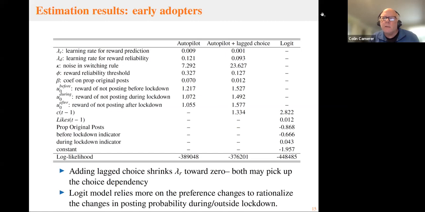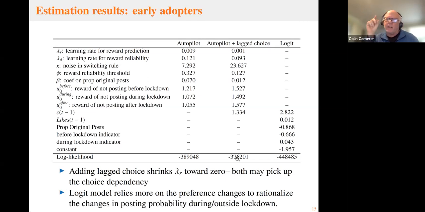Okay, so you can see there's no standard errors here, but basically, autopilot on its own does have a lot of free parameters, but the BIC or AIC correction doesn't make too much difference. That has a log likelihood of around 38,000 or 39,000. The pure logit is a little bit worse, by like 10%. And then when you combine them, the weight on lag choice is 1.334, and that's quite significant. There's a substantial improvement in log likelihood by adding in lag choice.